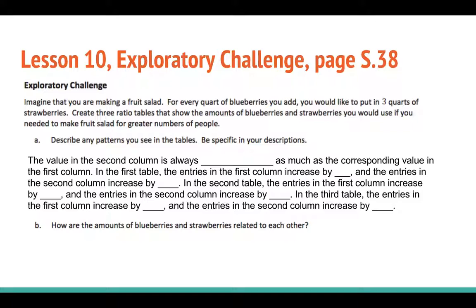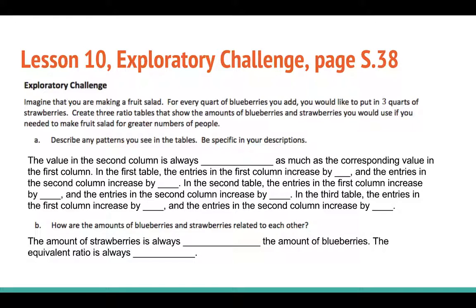Now, letter B says, how are the amounts of blueberries and strawberries related to each other? Here's another sentence frame for you, and all you need to do is fill it in unless you want to use your own words. The amount of strawberries is always blank the amount of blueberries. The equivalent ratio is always what?